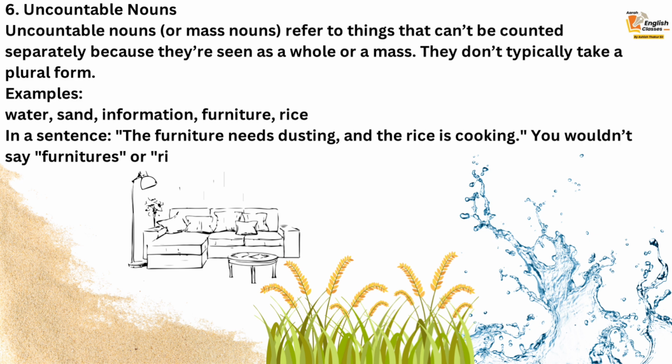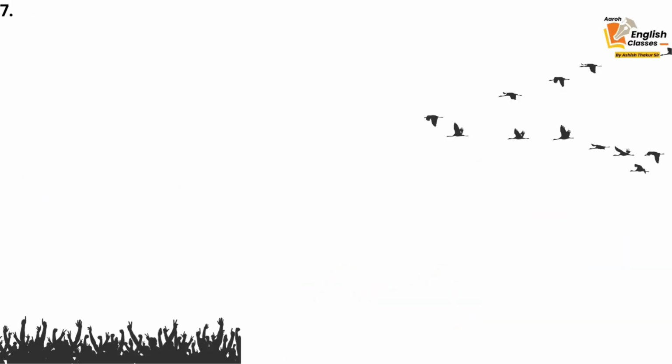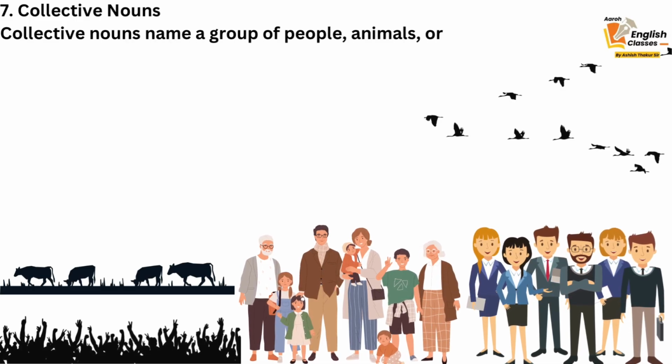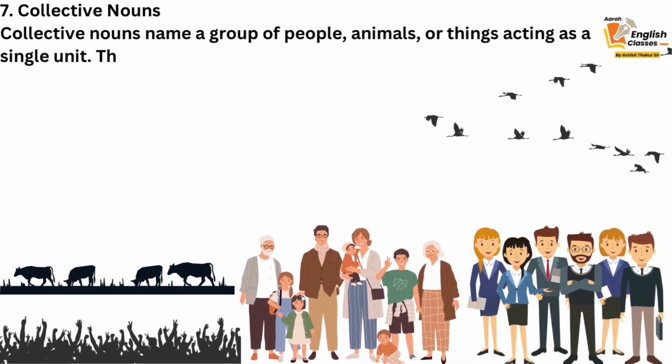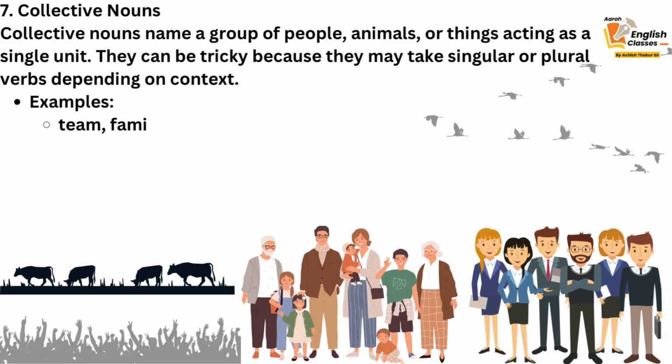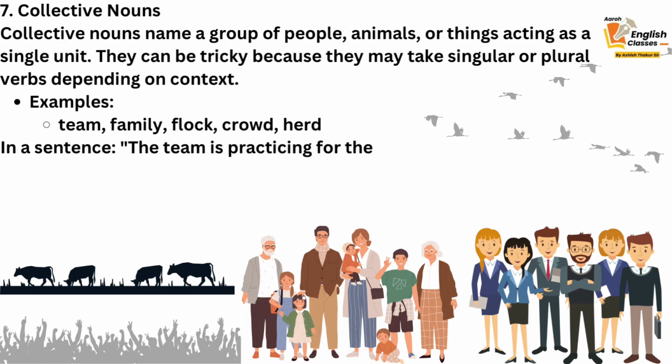7. Collective nouns. Collective nouns name a group of people, animals, or things acting as a single unit. They can be tricky because they may take singular or plural verbs depending on context. Examples: team, family, flock, crowd, herd. In a sentence, the team is practicing for the game.